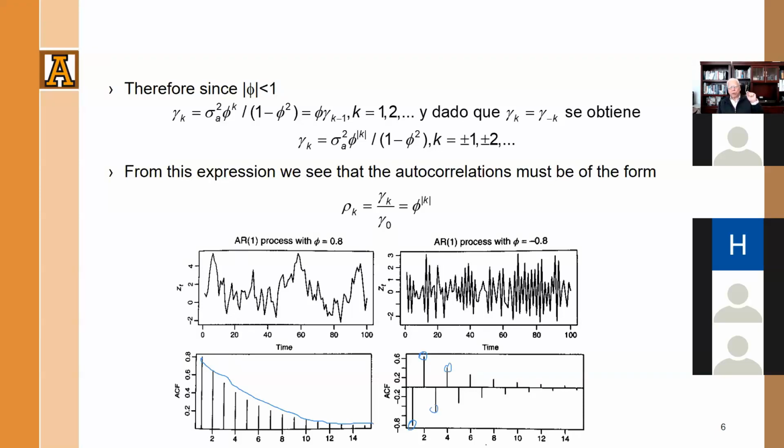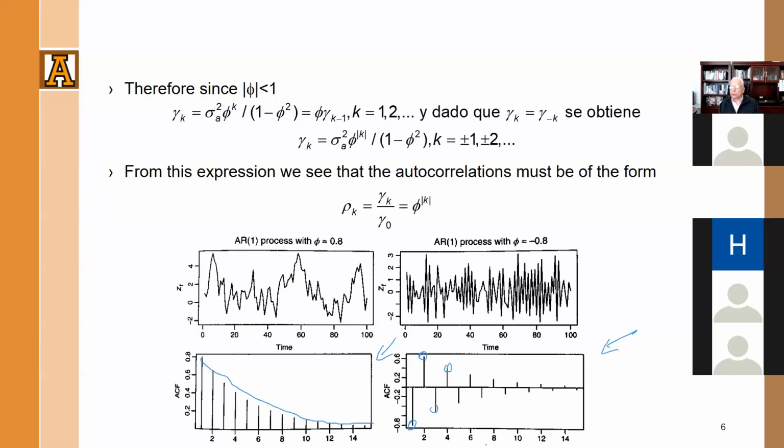So the parameter phi determines whether the model represents a stationary series, which in this case it does because the absolute value of phi is less than 1. And the sign of phi determines how the autocorrelation function is going to behave. Now, this type of behavior is what we're going to use to help us identify which type of model is appropriate for the time series that we'll be analyzing.